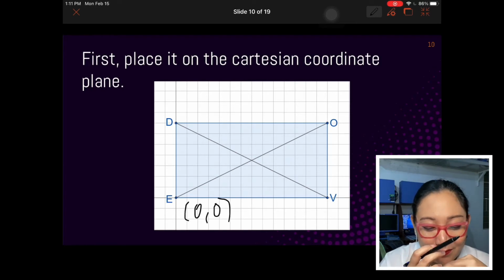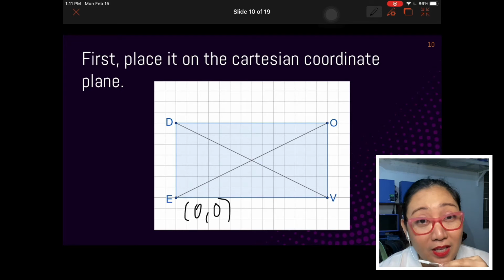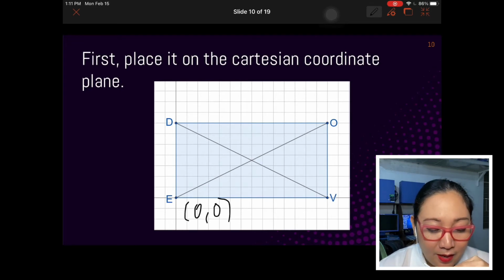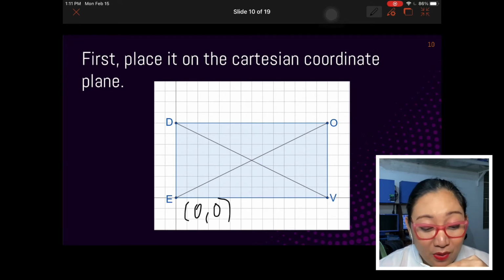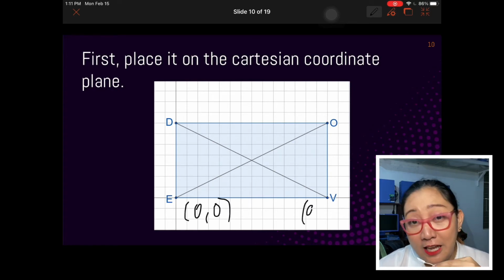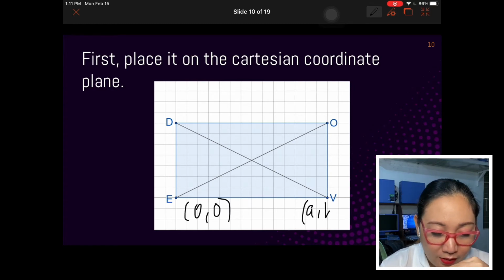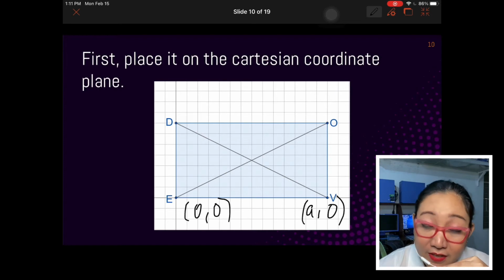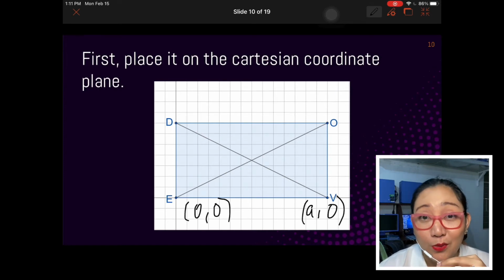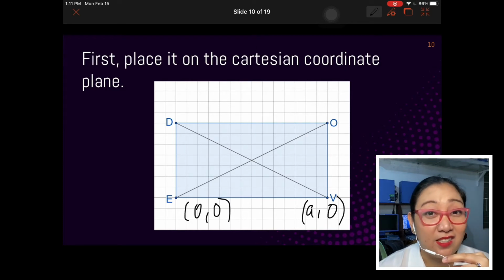At this point, let's take point V first. Its x has a value, but its y-coordinate is just 0, because it is on the x-axis. So we can assign a random variable A. So V is at (A, 0). That is correct, right? Only the x has a value because it is on the x-axis.